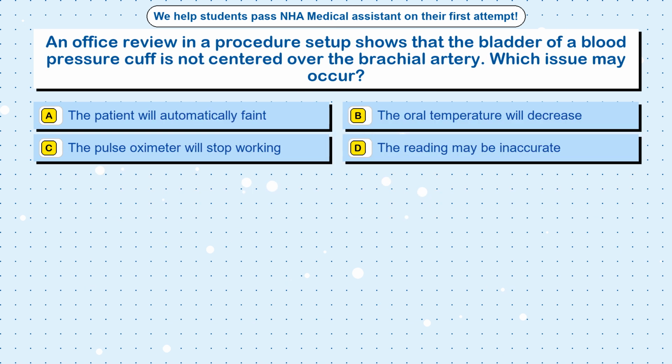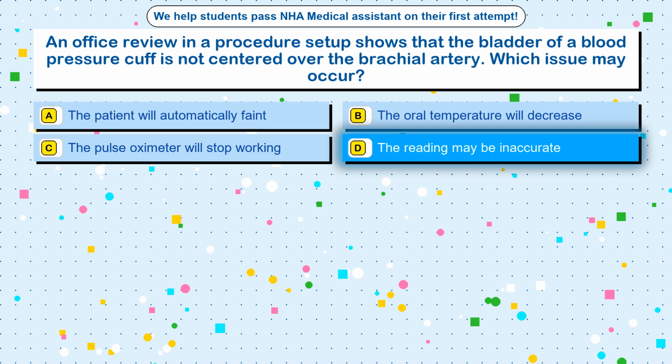Question 98. An office review in a procedure setup shows that the bladder of a blood pressure cuff is not centered over the brachial artery. Which issue may occur? Option A. The patient will automatically faint. Option B. The oral temperature will decrease. Option C. The pulse oximeter will stop working. Option D. The reading may be inaccurate.